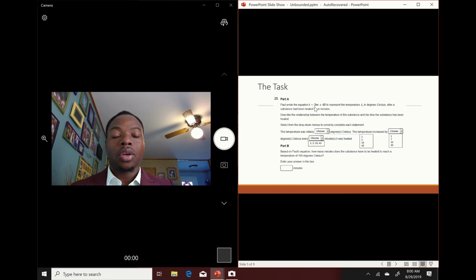I have to look at my equation and say 2 is the slope, and so I interpret that as 2 over 1. And so the temperature increases by 2 degrees Celsius every 1 minute. And again, that's the crux of this particular standard.